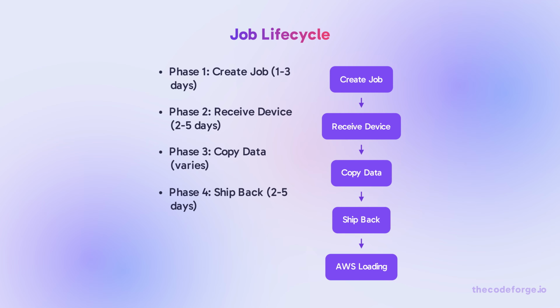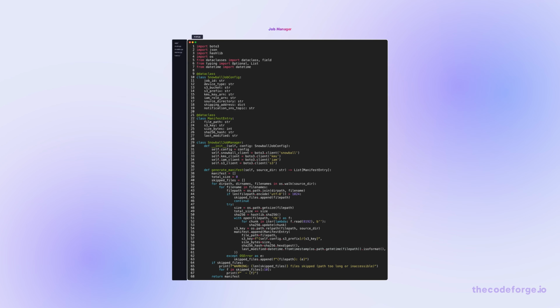Validate everything before creating the job: identity and access management, key management service, file paths, shipping logistics. This Snowball job manager generates a manifest of all files to transfer, skipping paths over 1024 bytes. It also validates key management service, identity and access management, and device capacity before shipping.